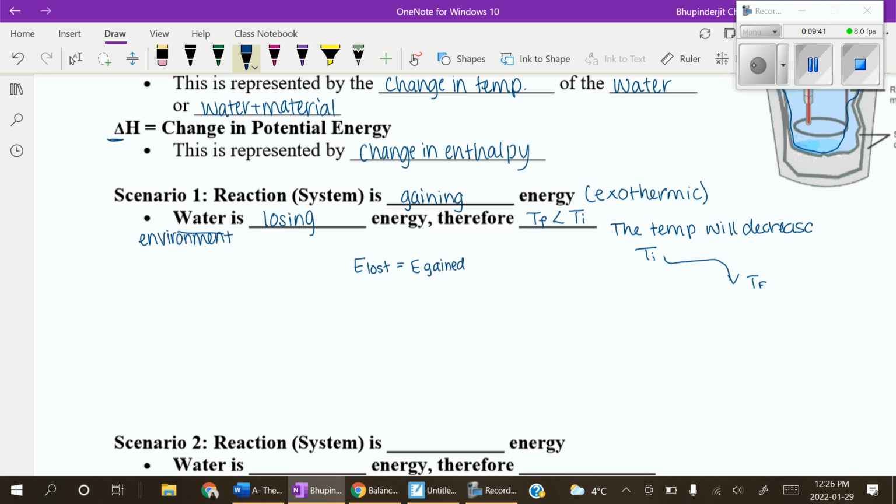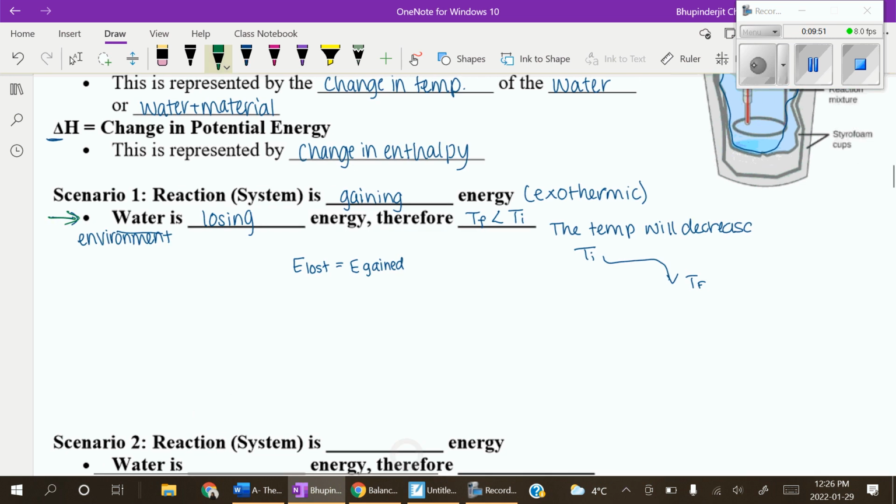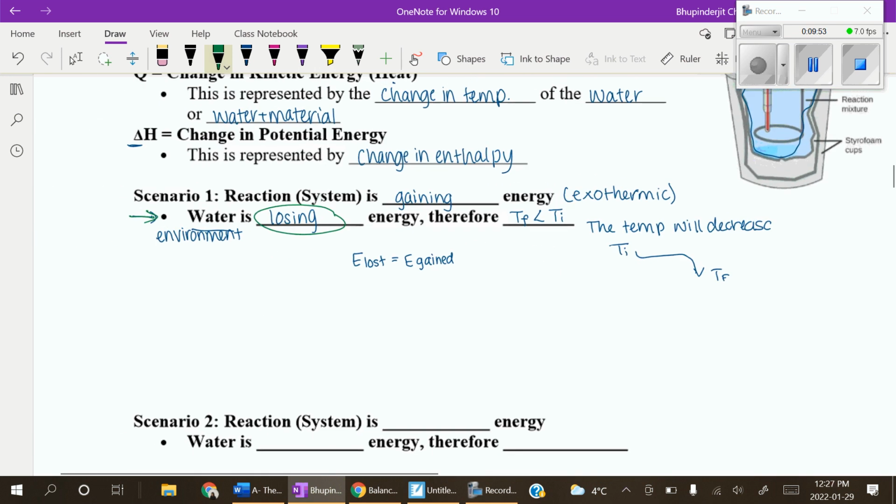So one of them, the system is gaining and the environment is losing. So in this case, water is losing. Okay, so water is getting lost. Water is losing. So I'm going to just say that this is losing. Since we're dealing with temperature, change in temperature, that means that kinetic energy is going to decrease. And then we said that the system is gaining. Okay, it's gaining. So therefore, we're going to have an increase in potential energy.